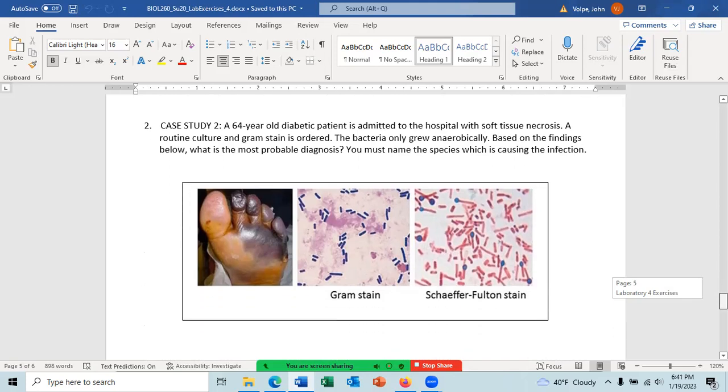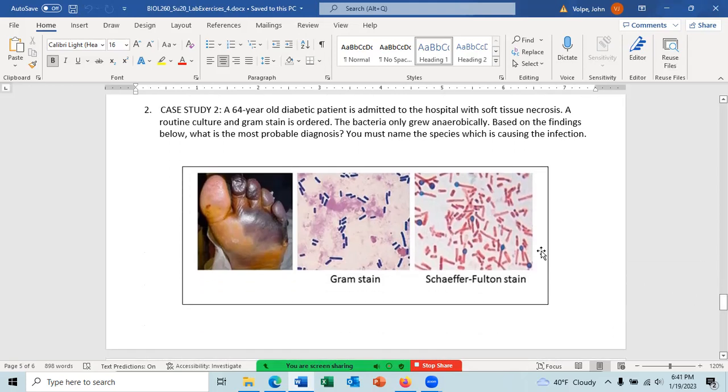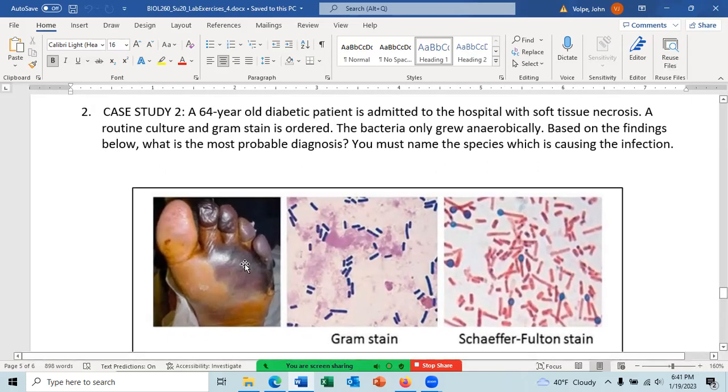All right. Case study 2 is a 64-year-old diabetic patient. This isn't terribly important and isn't covered in the module, but he's admitted to the hospital with soft tissue necrosis. And you blow that up, and the foot looks very, very bad. That's really bad necrosis. In fact, if you look there and there, it looks like this tissue is dying. They did a routine culture and then did the gram stain, and there's the bacteria in the gram stain. What is this bacteria? You don't know the species, but you can tell me what type it is.